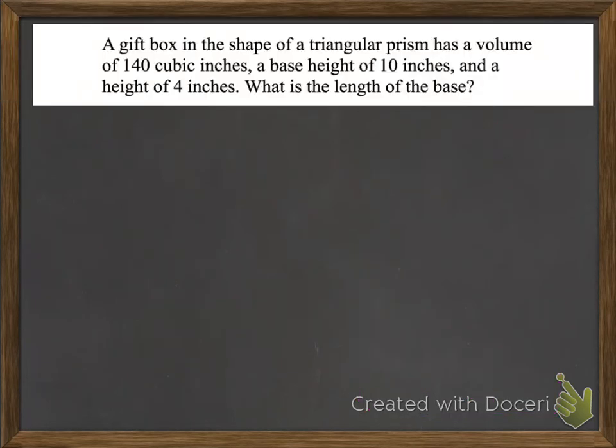All right, so now we're looking at another missing dimension question, and this one is about a triangular prism. So you want to notice right away that we've got a triangular prism. That's always something really important for you to look for. It says a gift box in the shape of a triangular prism has a volume, okay, this is a volume, of 140 cubic inches. So you want to also put the 140 cubic inches there.